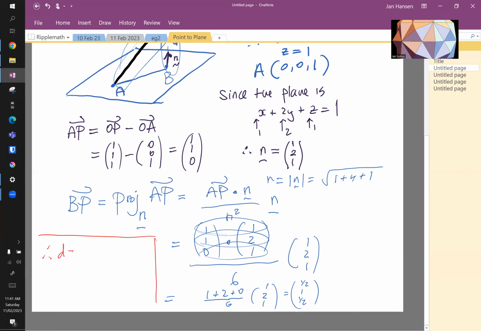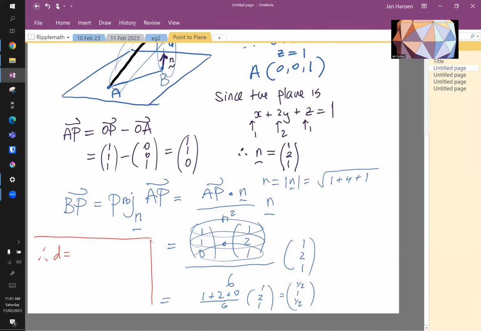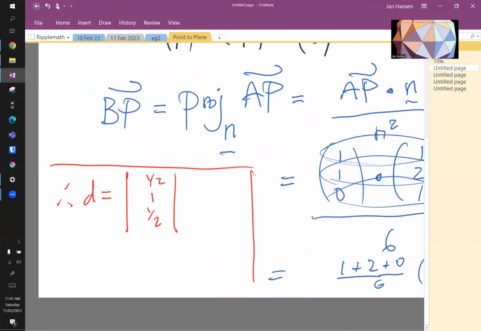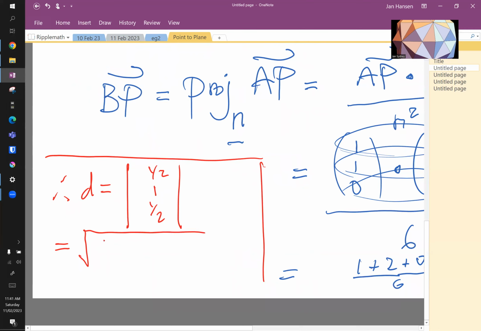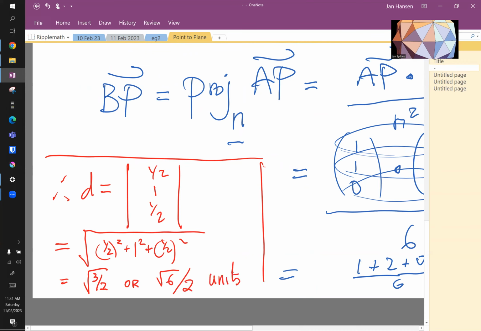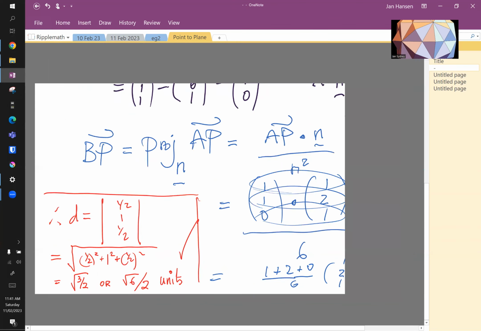Therefore, D, the distance we want, equals the magnitude of that vector. The magnitude of a vector is the square root of a half squared plus 1 squared plus a half squared. That's a quarter plus 1 plus a quarter, which is 3 on 2. So root 3 on 2, or if you multiply by root 2 on 2, you get root 6 on 2. People like that better, don't they? I don't mind either way. So it's root 6 on 2 units. And that's it. Done deal. Now, that wasn't too difficult, was it?